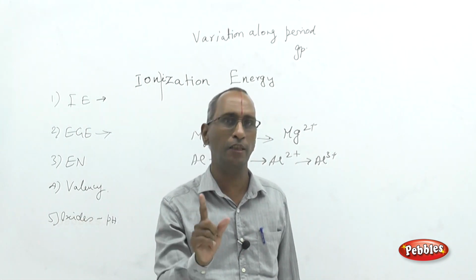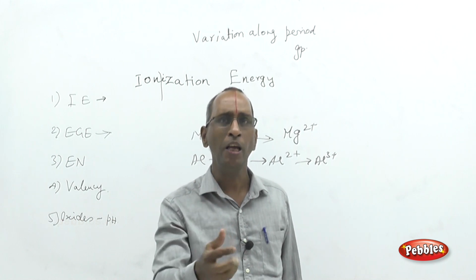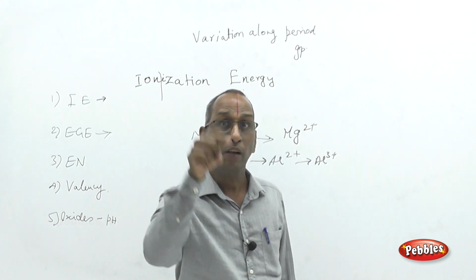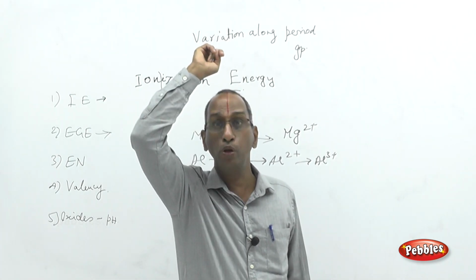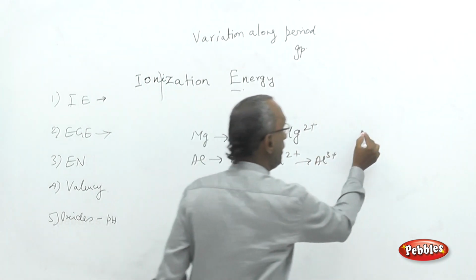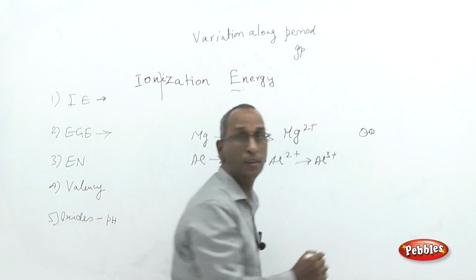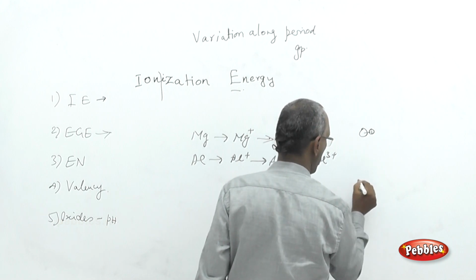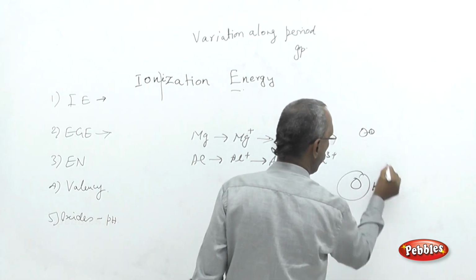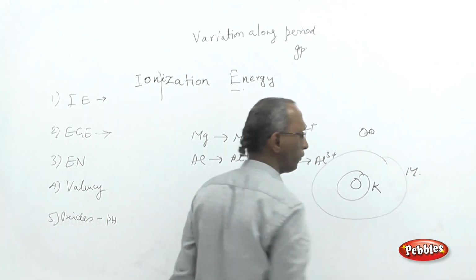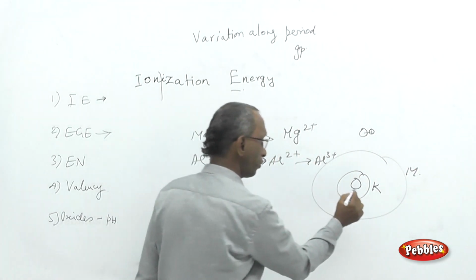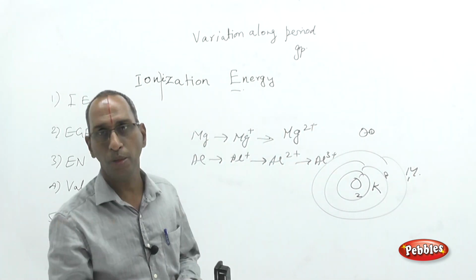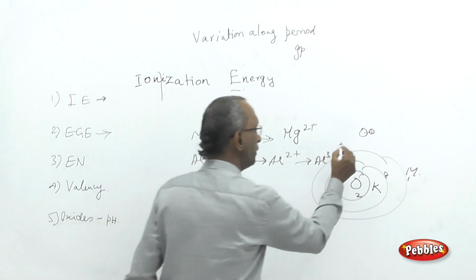The definition says that ionization energy is the energy required to remove one electron, not the innermost electron but the outermost electron, because the innermost electron is nearest to the nucleus. The nucleus is positively charged. So let us consider sodium. The K shell contains 2 electrons, the L shell contains 8 electrons, and lastly 1 electron is present in the M shell. This is the arrangement for sodium.